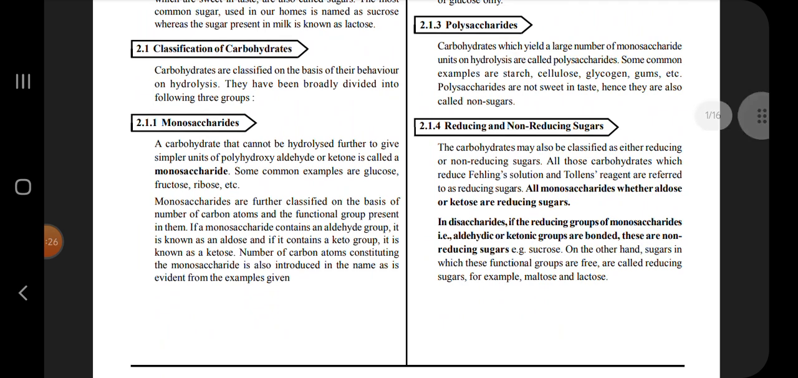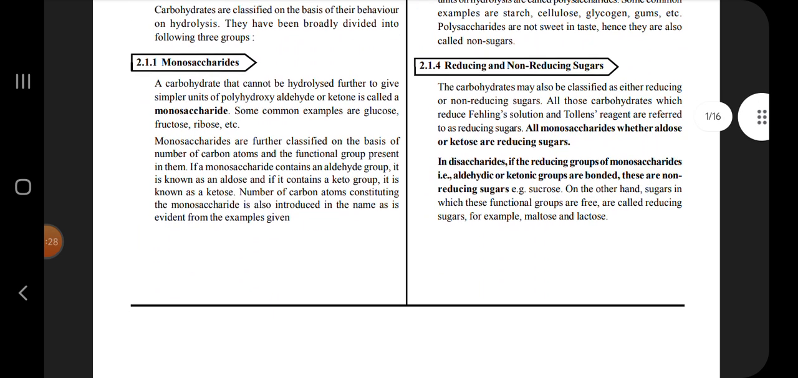Then comes reducing and non-reducing sugar. All monosaccharides, whether aldose or ketose, are reducing sugars. In disaccharides, if the reducing groups of the monosaccharides, that is the aldehydic or ketonic groups, are bonded, these are non-reducing sugars. Example: sucrose.